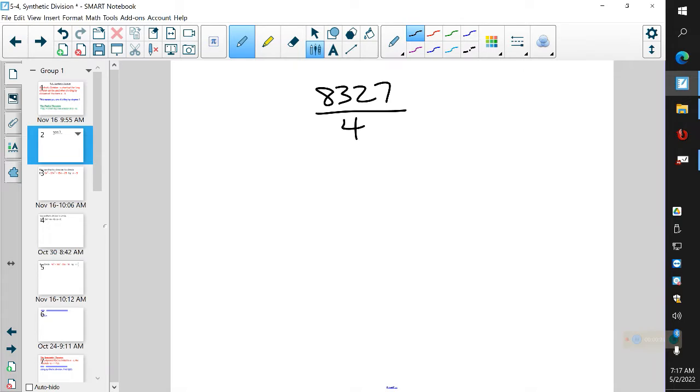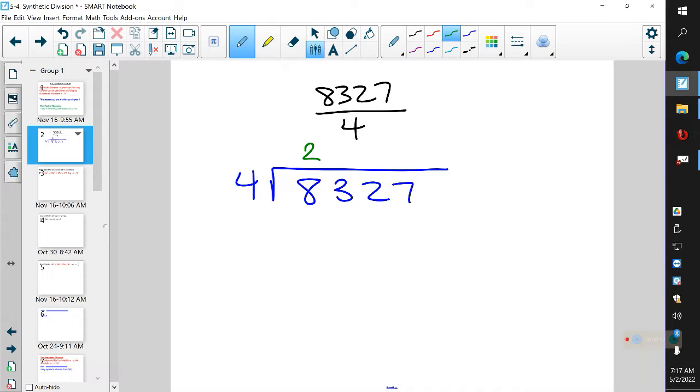8,327 divided by 4. In grade school, you would pop the 4 out, and then you'd have 8,327 on the top, on the inside. 4 goes into 8 2 times, multiply on the diagonal, and then you would subtract to give you 0. Then you would drop this 3 down, and then you'd say again, how many times does 4 go into 3? Then you would say 0, then you would drop down the 2. How many times does 4 go into 32?